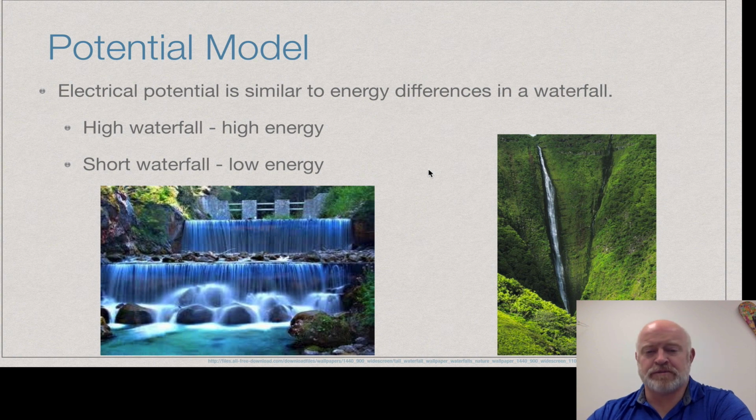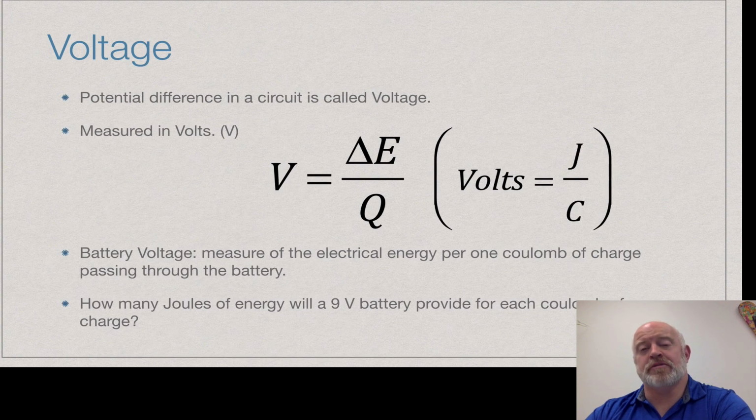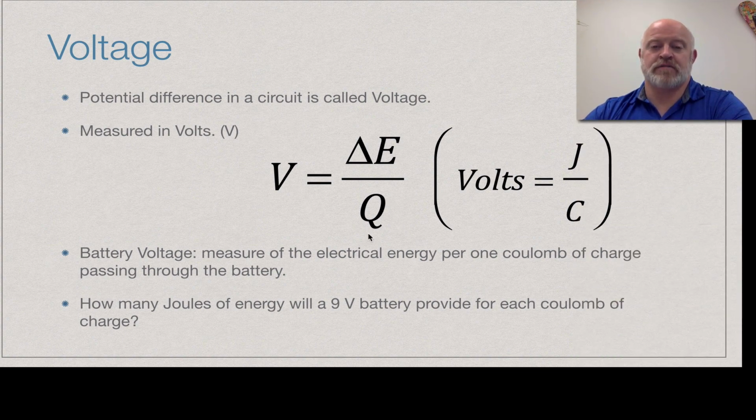Now, when we actually measure electric potential, the way we do that is the difference of those potentials. We do that through what's called voltage. When you have a difference in potential across a circuit, we measure that by taking the change in energy divided by the charge that's there. Or we measure the volts of something. You've probably heard of volts before.